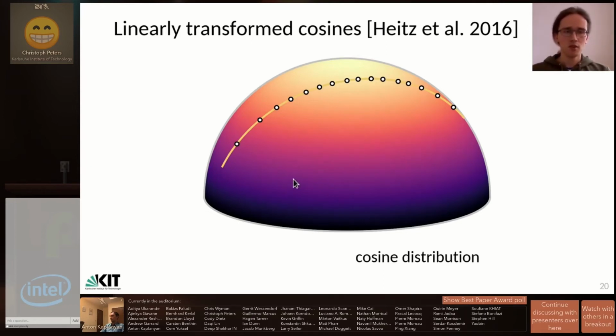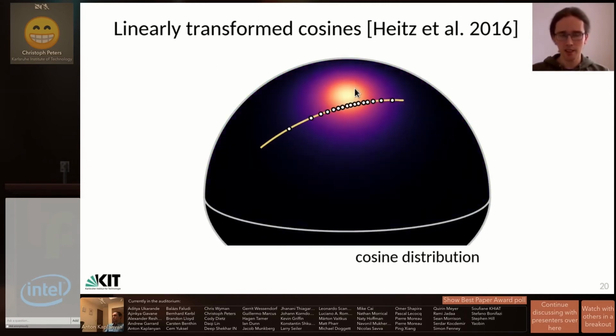Because what we can do is that we can sample a linear light proportional to a cosine distribution. We get slightly fewer samples down here and a bit more up here. And now if we take these samples and transform every single one of them using a linear transformation, and then renormalize these vectors, we are warping our distribution in a rather interesting way.